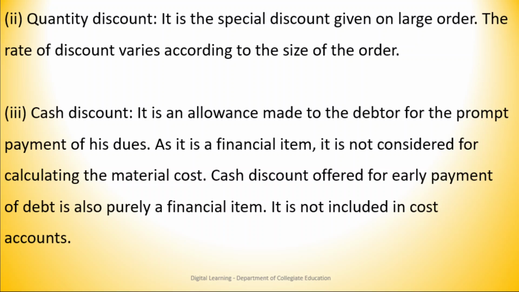Third one being cash discount. It is an allowance made to the debtor for the prompt payment of his dues. As it is a financial item, it is not considered for calculating the material cost. So students, please keep in mind, cash discount, since it's a financial item, it should not be considered for calculating the material cost. Cash discount is usually offered for early payment of debt, is also purely financial item, therefore it's not included in cost account.